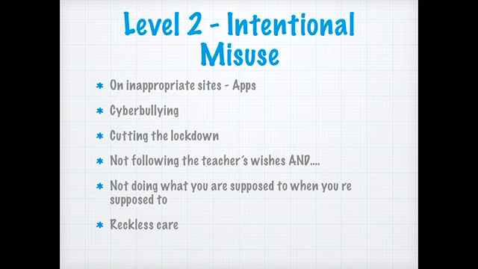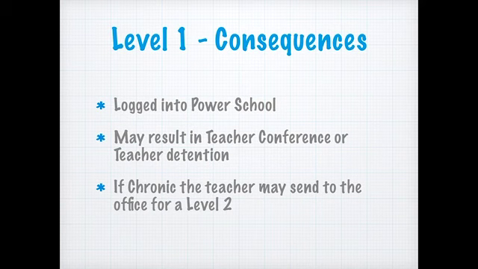Now, we talked about level two. Level two is more intentional misuse of some sort. You've done something and you know you've done something wrong and you haven't accidentally done it. So, being on an inappropriate website or downloading an inappropriate app, cyberbullying, cutting the lockdown. There is a way that you can go around the teacher's lockdown, and if you do that, that is definitely an intentional misuse. Not following the teacher's wishes and not doing what you're supposed to when you're supposed to. And finally, reckless care. All of those would be level twos, and all of them are intentional, and they could be severe or not so severe. But the important thing is that you're going to be sent to the office for those.